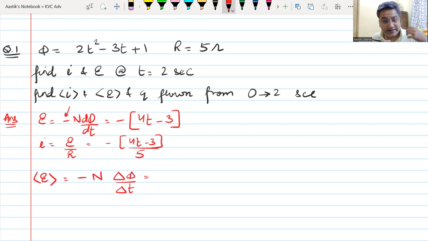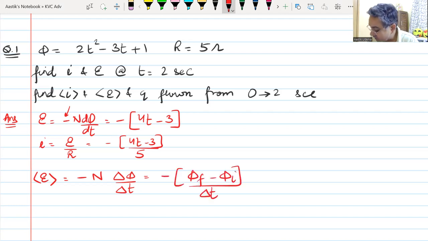How do you do it? You find the initial flux. Initial flux is at time t is equal to 0. Initial flux is 1. And the final flux is, you put time as 2. So you can write it as minus of final flux minus initial flux divided by time. How much are you getting here? Did you do it this way or not? To get the average current, you divide the average EMF by R. Yes or no?